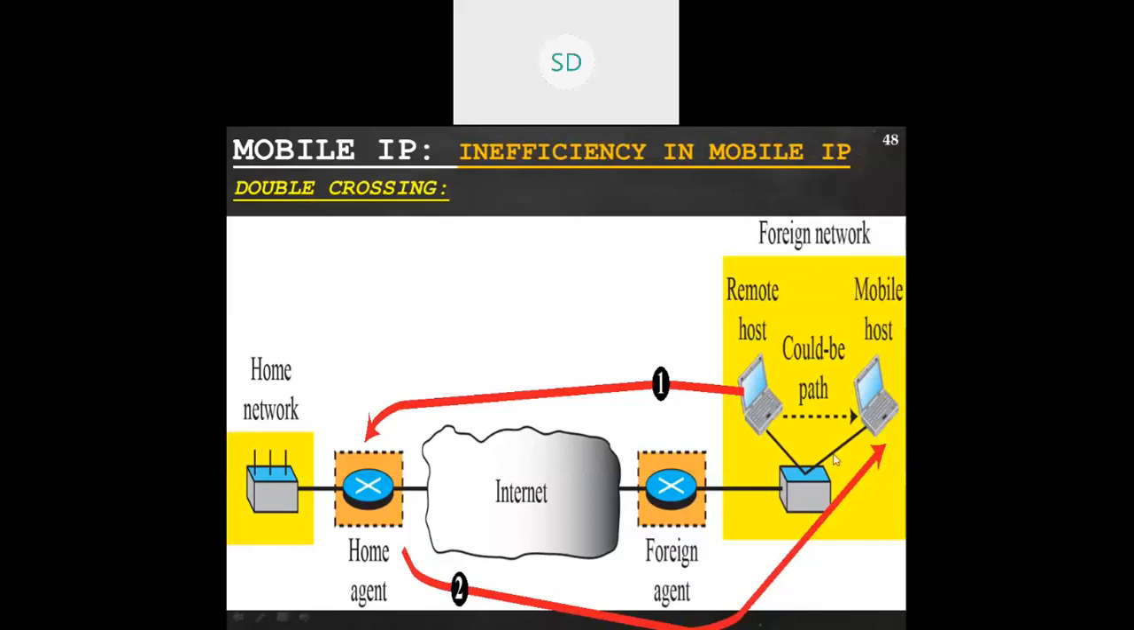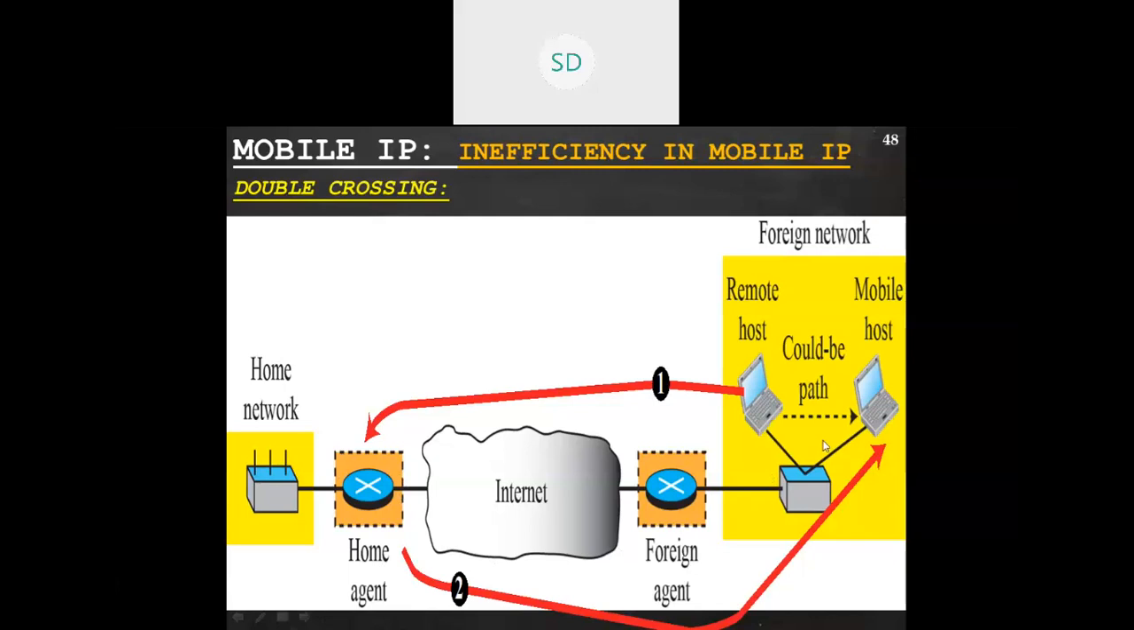Now, how do they communicate? Looking at this, very simple communication can take place directly, so you can directly send the data to this router and it can communicate. But practically that is not the case. When the remote host wants to communicate with the mobile host, the source address will be the remote host address itself, whereas the destination address will be the home agent address itself. Therefore, it sends the packet from the remote host to the foreign agent and to the home agent. And from the home agent, it will route the packet back to the foreign agent and to the mobile host. This is known as double crossing.